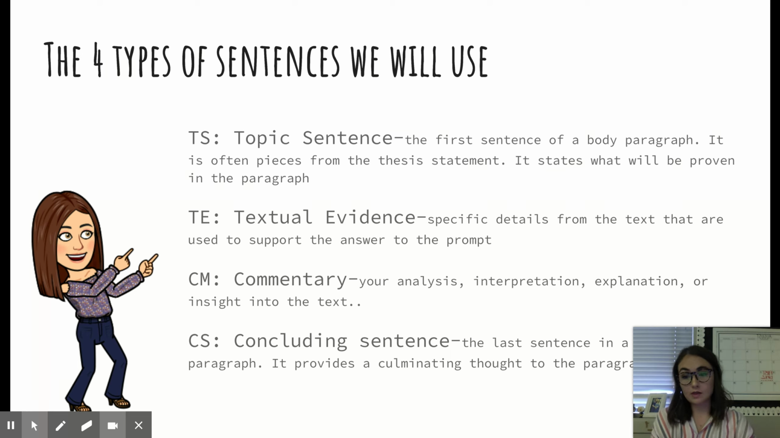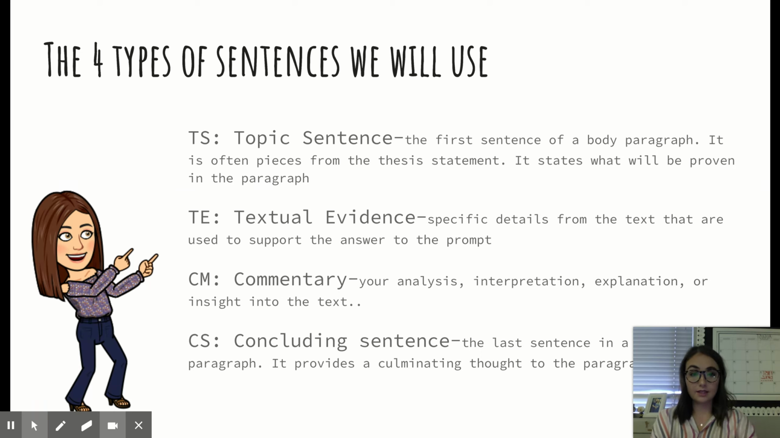Within the paragraphs of these writings, we're going to use four types of sentences: topic sentence, textual evidence, commentary, and concluding sentence. You've been writing topic sentences and concluding sentences since you started writing paragraphs in elementary school. You should know what those are. Your topic sentence is going to make the claim and set up the rest of your paragraph, and then your concluding sentence is just kind of restating your topic sentence. But the two in the middle, textual evidence and commentary, are what students have the most trouble with, and so that's where we're going to spend most of our time today.